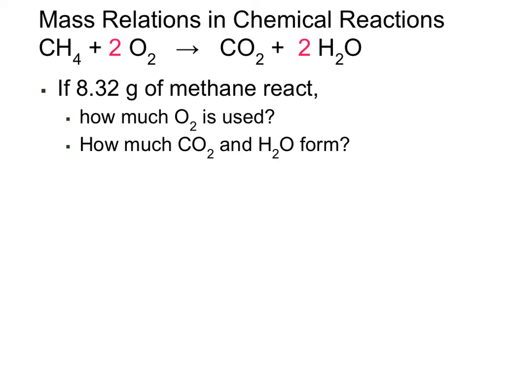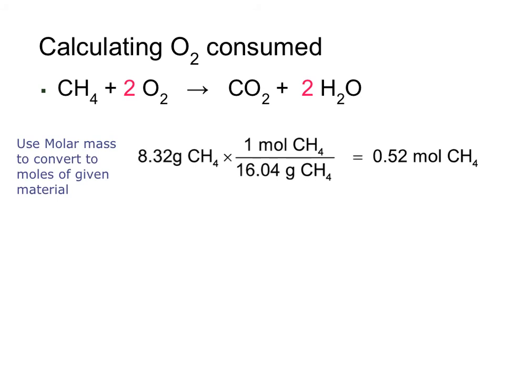Let's look at another example. Here we have the combustion of methane. And so we want to know if 8.32 grams of methane react, how much O2 is used, and we also want to find out how much CO2 and how much H2O will form. And so again, we walk through the process. Like we said before, our first step is to use our molar mass in order to convert from grams over to moles of our given information.